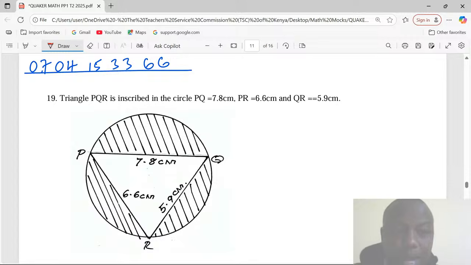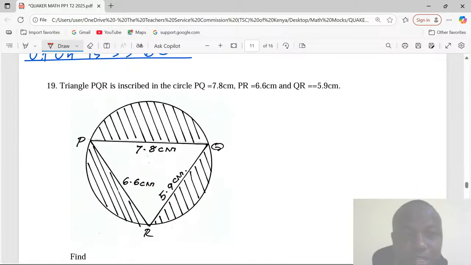We are now in number 19. A very interesting question. We are told that a triangle PQR is inscribed in the circle. Then we are told that PQ equals 7.8 centimeters, PR 6.6 centimeters, and QR equals 5.9 centimeters.